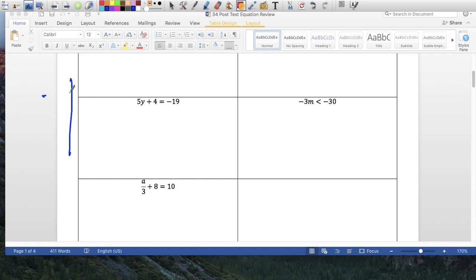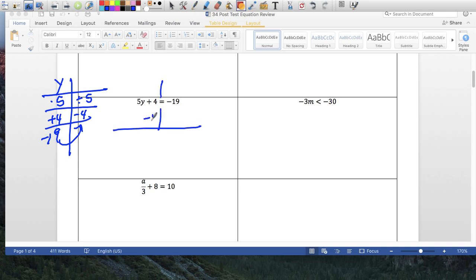Again here, make your story. You have a variable y, which is being multiplied by 5, and then added 4, gave you negative 19. Going backwards, the inverse operation of plus 4 is negative 4, and times 5 would be divided by 5. So it's minus 4, minus 4. These two become 0. 5y comes down, and this is going to be negative 19, and negative 4 is negative 23. Divide both sides by 5.